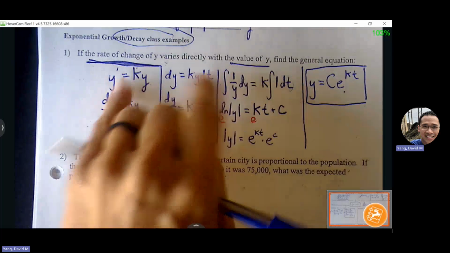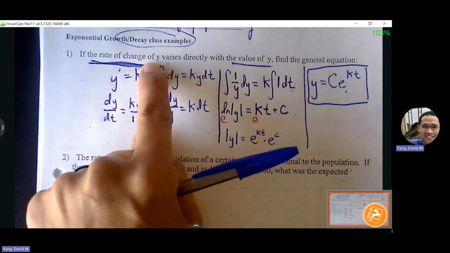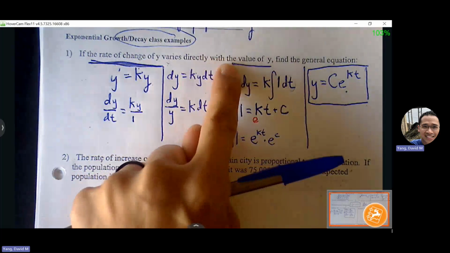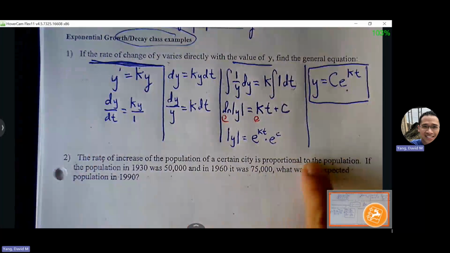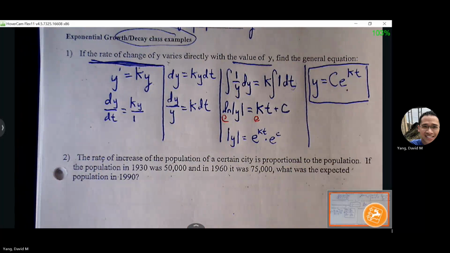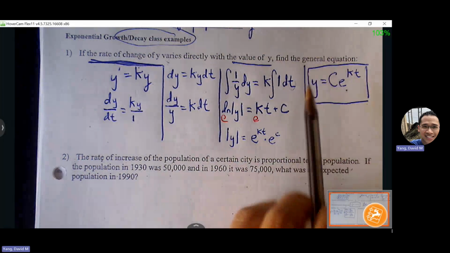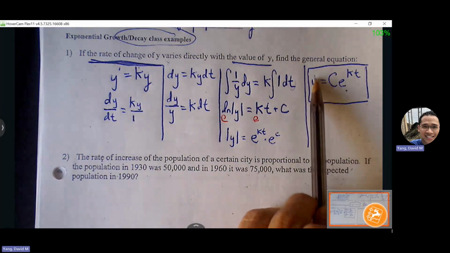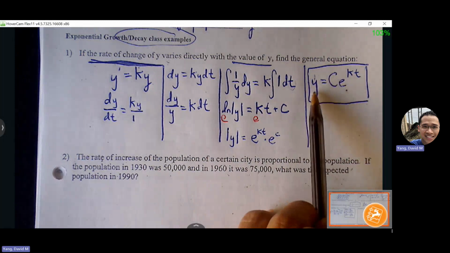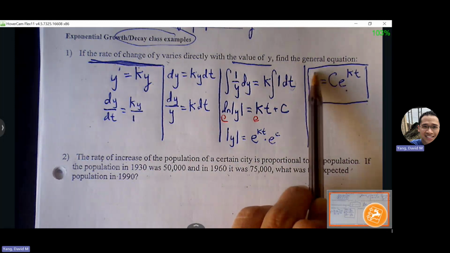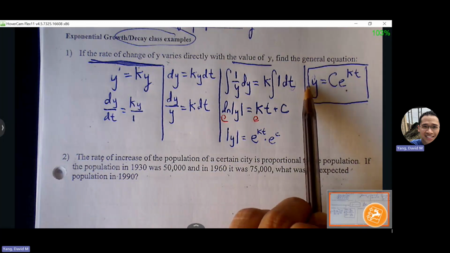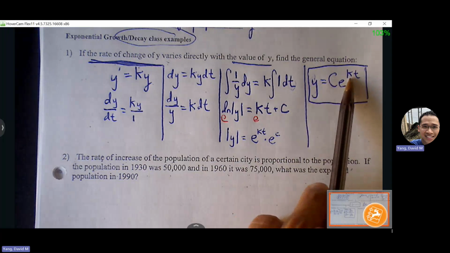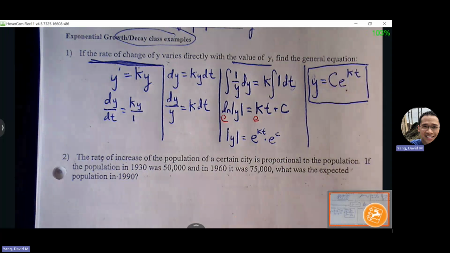As soon as you see rate of change of a variable varies directly with that variable, you can jump directly to this equation. We don't have to go through this whole thing again. The only thing that's different is that the variable involved could be different. So we're going to see population, we're going to see radium, we're going to see different variables here, but it's always some dependent variable. And then our independent variable is always going to be time. Okay.